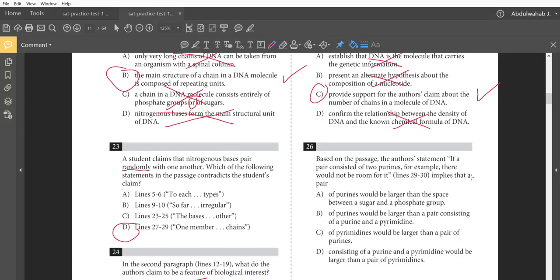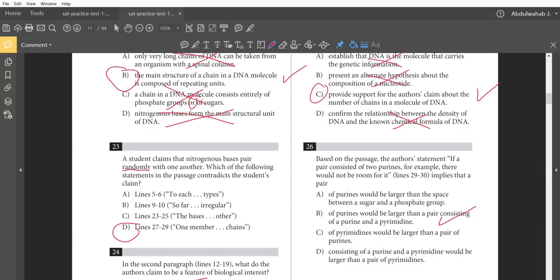Remember, the bond needs to be between a purine and the pyrimidine. We're not talking about the space between a sugar and a phosphate group. We're talking about the space that extends between a purine and a pyrimidine. So this implies that a pair of purines would be larger than a pair consisting of a purine and a pyrimidine. Well, that's true, because the combination of a purine and a pyrimidine gives us the space that we need between the 2 chains. So this is actually correct.